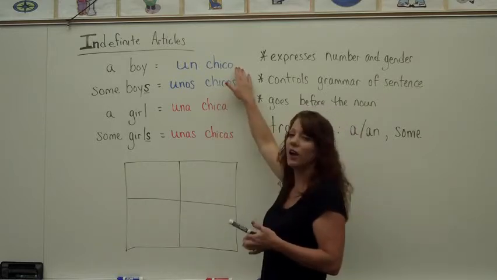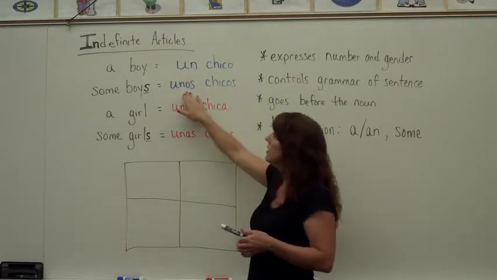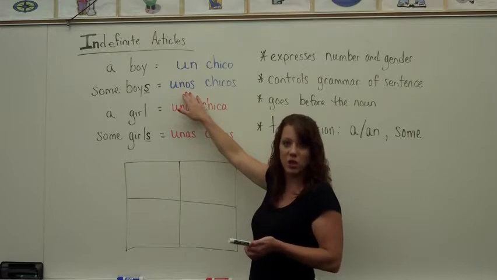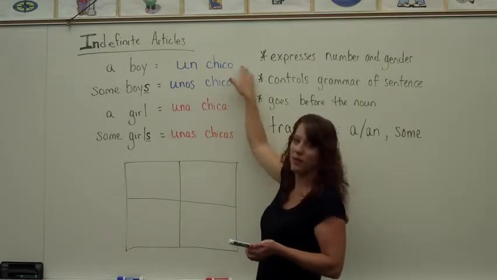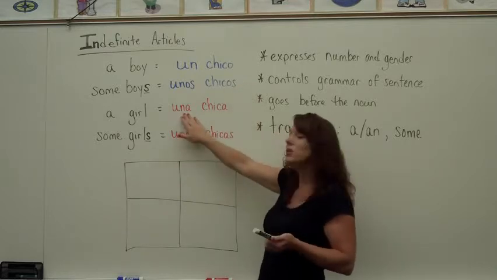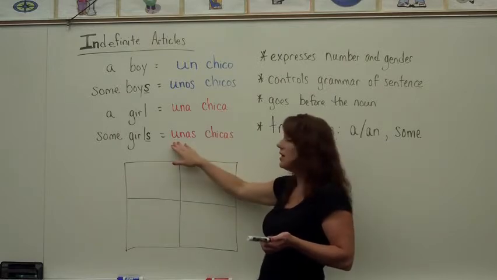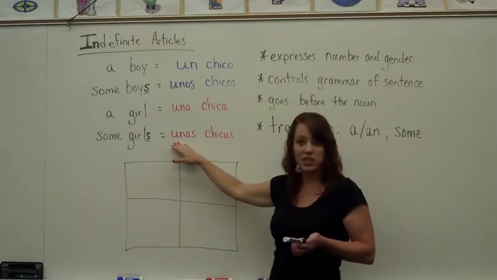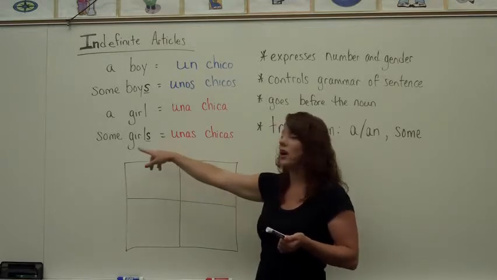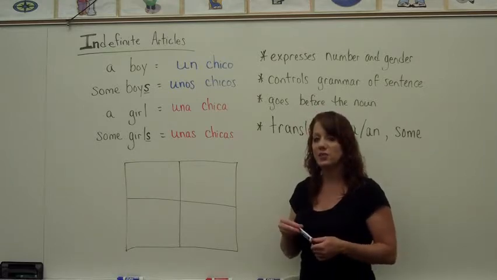So the word for a boy is un chico, a boy. To make it plural, to say some boys, I say unos chicos. And of course, we have to make that plural too, so that's why I'm adding the s. It's just how we make the word plural. Una chica is a girl. And then some girls become unas chicas. So your indefinite articles, again, mean the word a or some, and are un, unos, una, and unas.